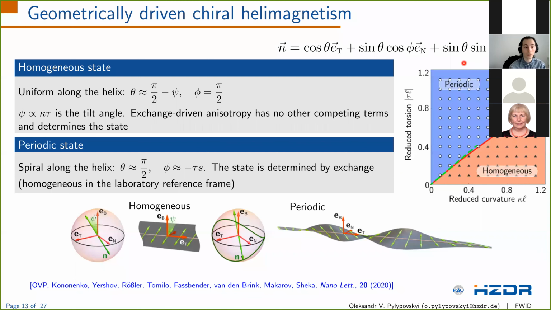The second state is periodic for the observer moving along the helix. It is determined by the geometry-driven Dzyaloshinskii-Moriya interaction and corresponds to an almost uniform texture in the laboratory reference frame. We note that both states survive for any finite geometrical parameters like curvature and torsion.